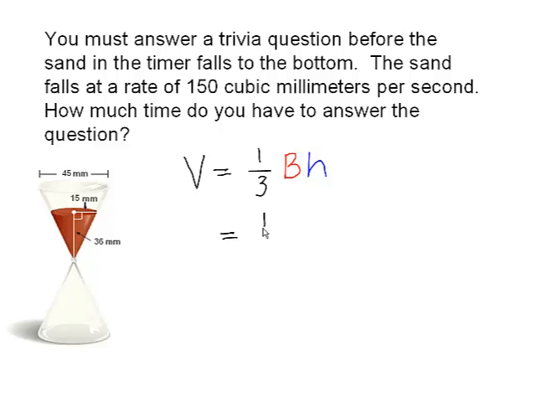So we have 1/3 times the area of the base. The area of the base of the cone of sand is pi times the radius squared, since the base is a circle. So our radius is 15 millimeters. So we have the area of the base is pi times 15 squared. Then we'll multiply by the height. The height is 36 millimeters.